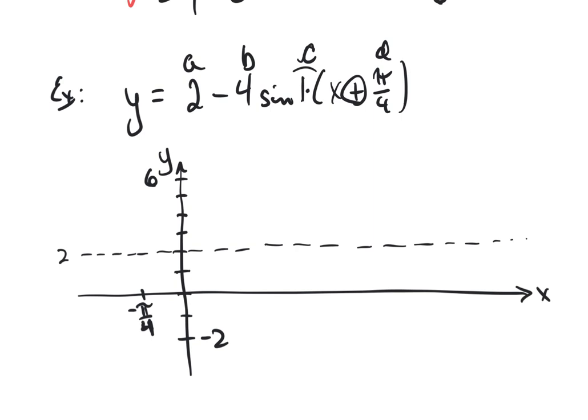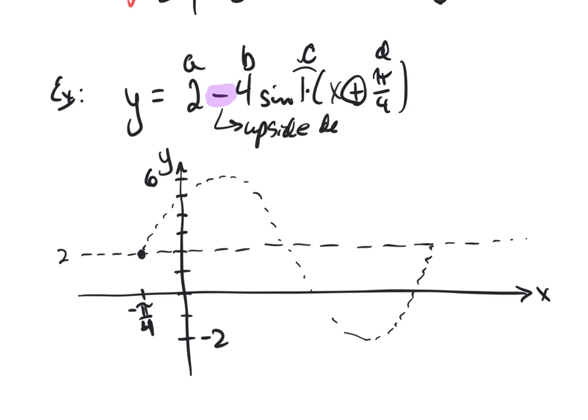Now normally a sine curve starts on the center line and begins with a hill and then a valley. But what causes this one to be different? What's going to cause this one to be upside down? The answer is the negative that's in front of the amplitude. So the negative in front of the amplitude causes this sine curve to be upside down.